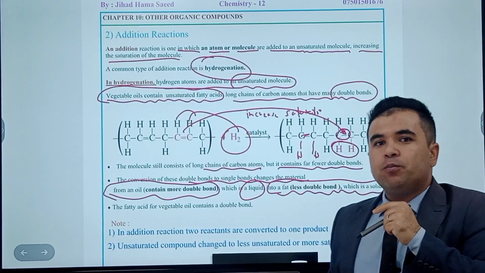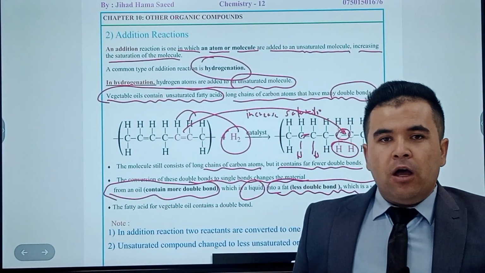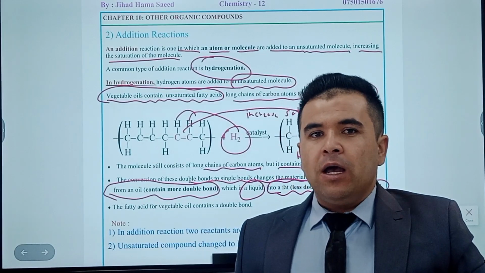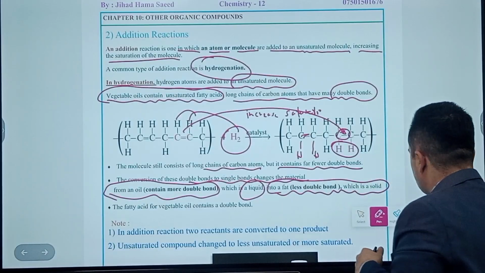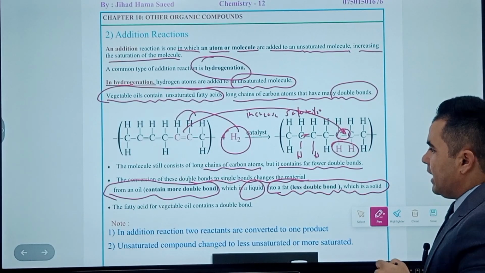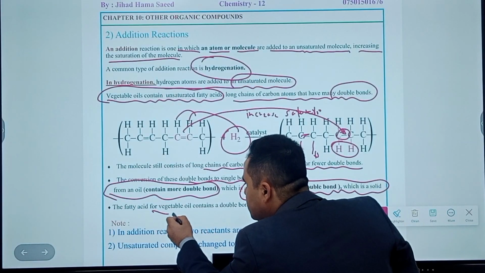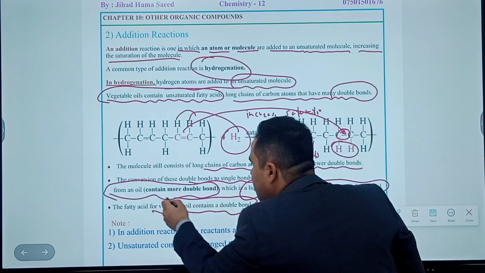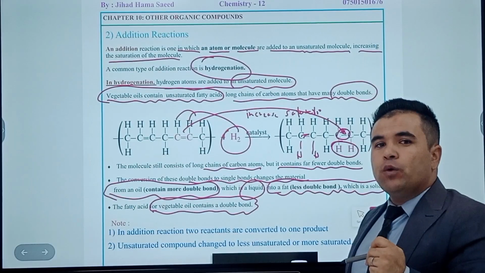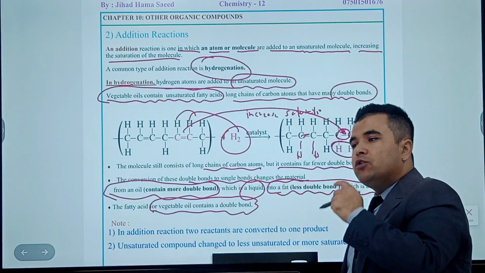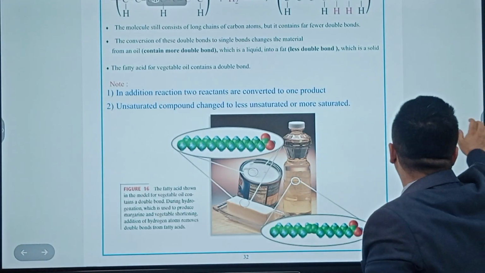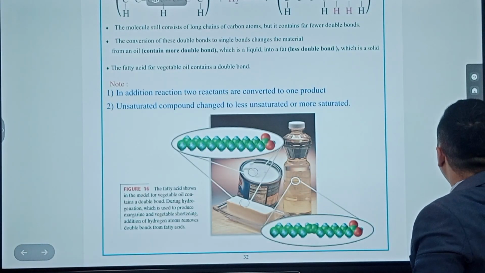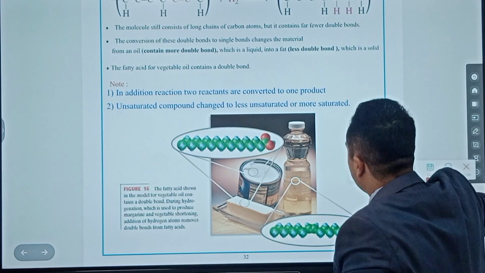And the hydrogenation process, hydrogenated fatty acids or oils are dangerous because of becoming more saturated fatty acids. The fatty acid for vegetable oil contains double bonds, which are unsaturated, and undergoes hydrogenation to become more saturated, increasing the saturation by the addition reaction.